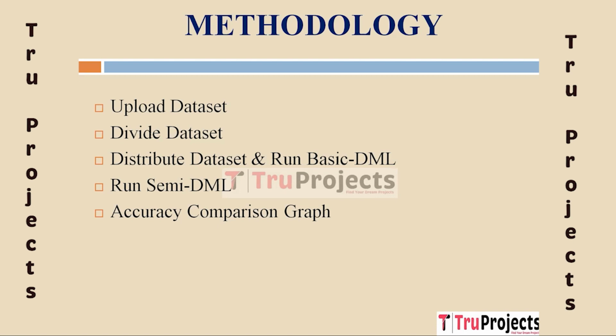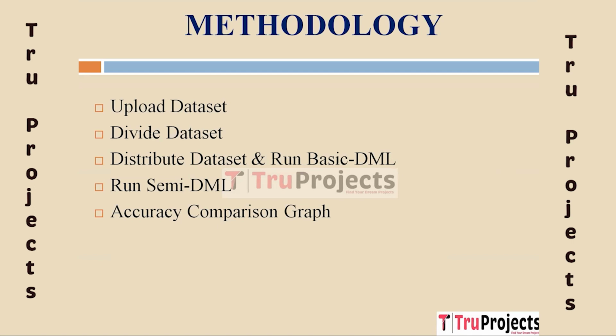Second module is Divide Dataset. In a distributed machine learning setting, the dataset is divided into multiple smaller subsets known as shards. These shards are distributed among multiple devices or nodes in a distributed environment. Dividing the dataset into shards enables parallel processing and distributed training, which can significantly speed up the model training process.